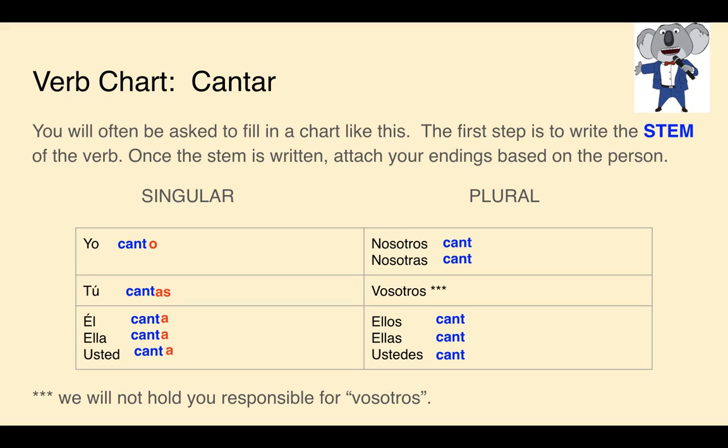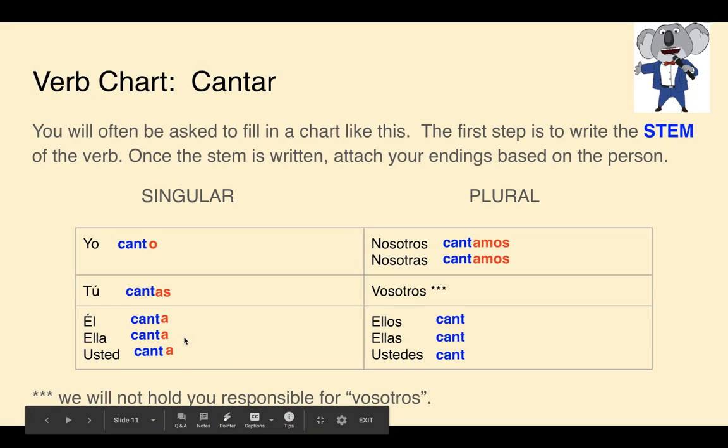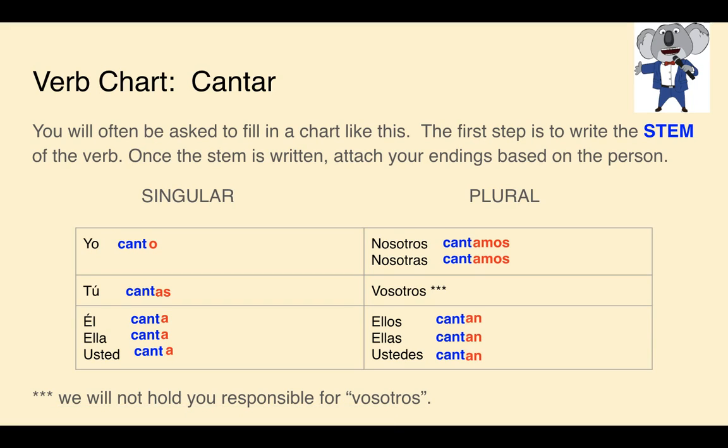O, as, a. For your plural side, nosotros, nosotras cantamos. Okay? Same ending. Vosotros, you do not have to learn for us. And then ellos, ustedes, if you notice the pattern in the singular form of all three of them being the same, they're going to be the same over in the plural side as well. So, ellos cantan, ellas cantan, ustedes cantan. O, as, a, amos, an.